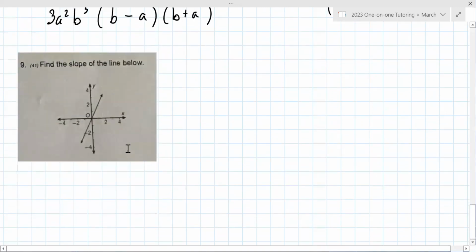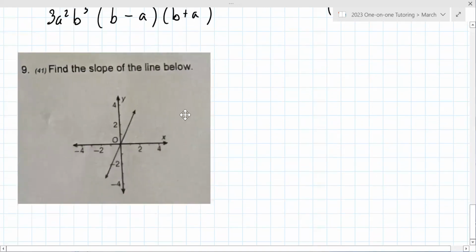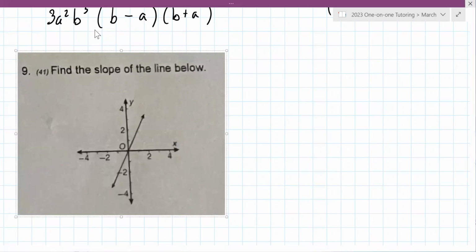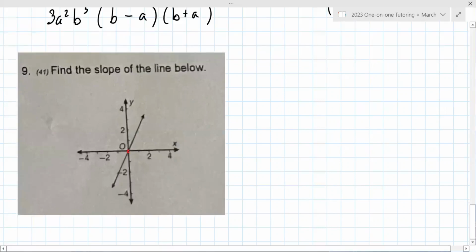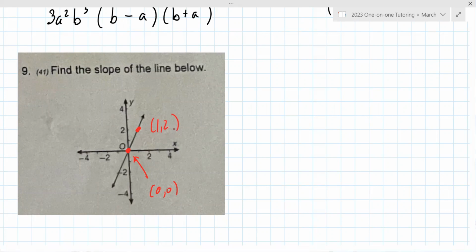All right, so number 9 here, find the slope of the line. One of the things that's good to do is identify a point that's on the line for sure. Like, do you agree that there is a point at 0, 0? Yeah. Now the next one's a little bit harder. I want to say there's one there at 1, 2. It's hard to see. Yeah, it is. But usually it has a grid behind it.